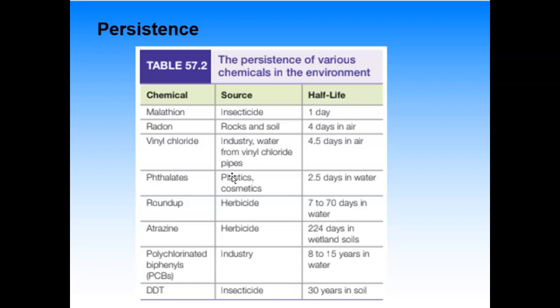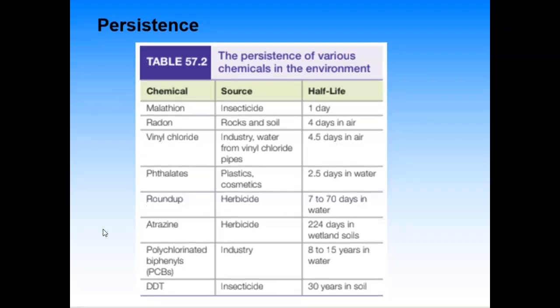Here we have a table showing us the time frames for persistence of different chemicals in the environment. You guys can kind of look through this. The important thing to realize is that DDT stays in the environment for a really long time. We're talking about 30 years in the soil once it's applied.